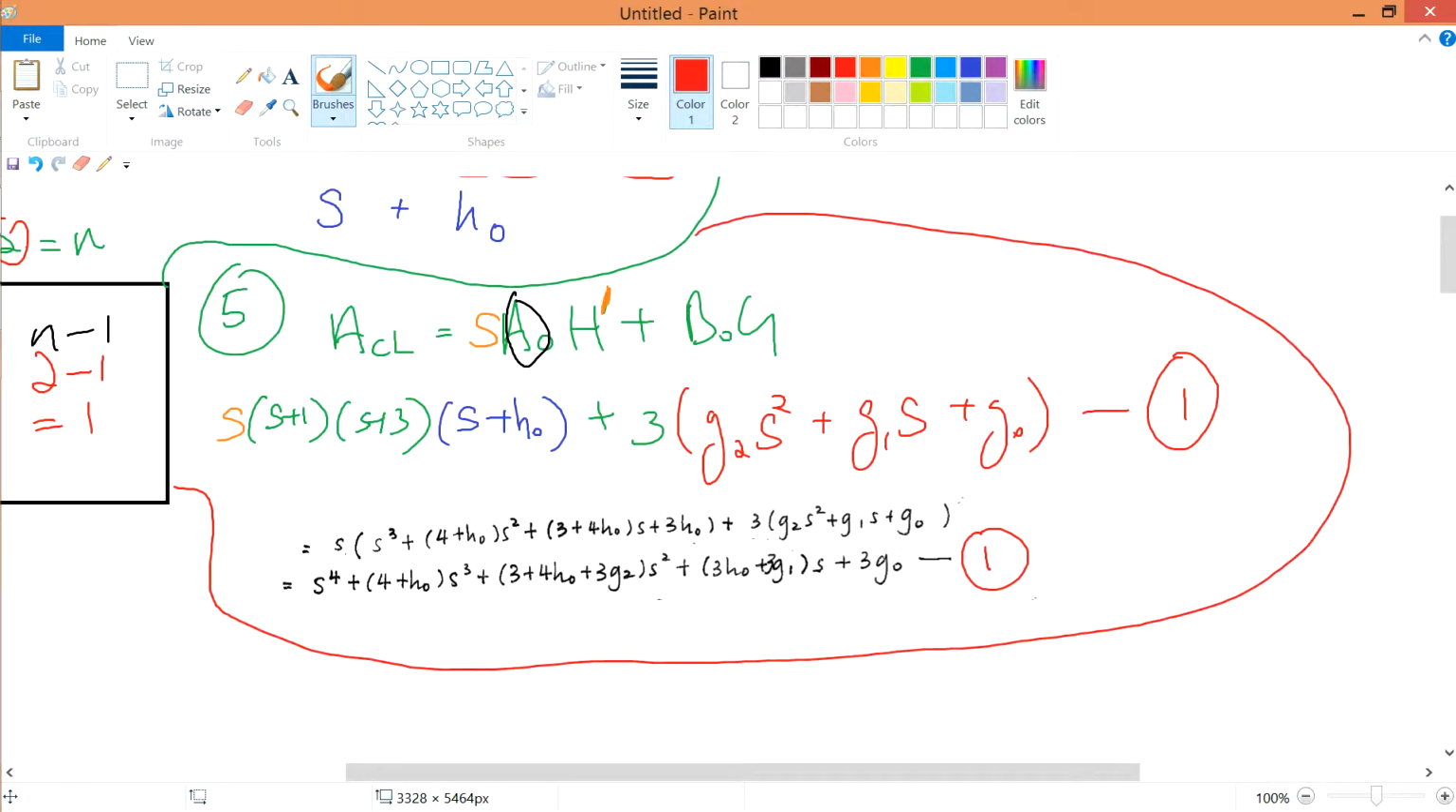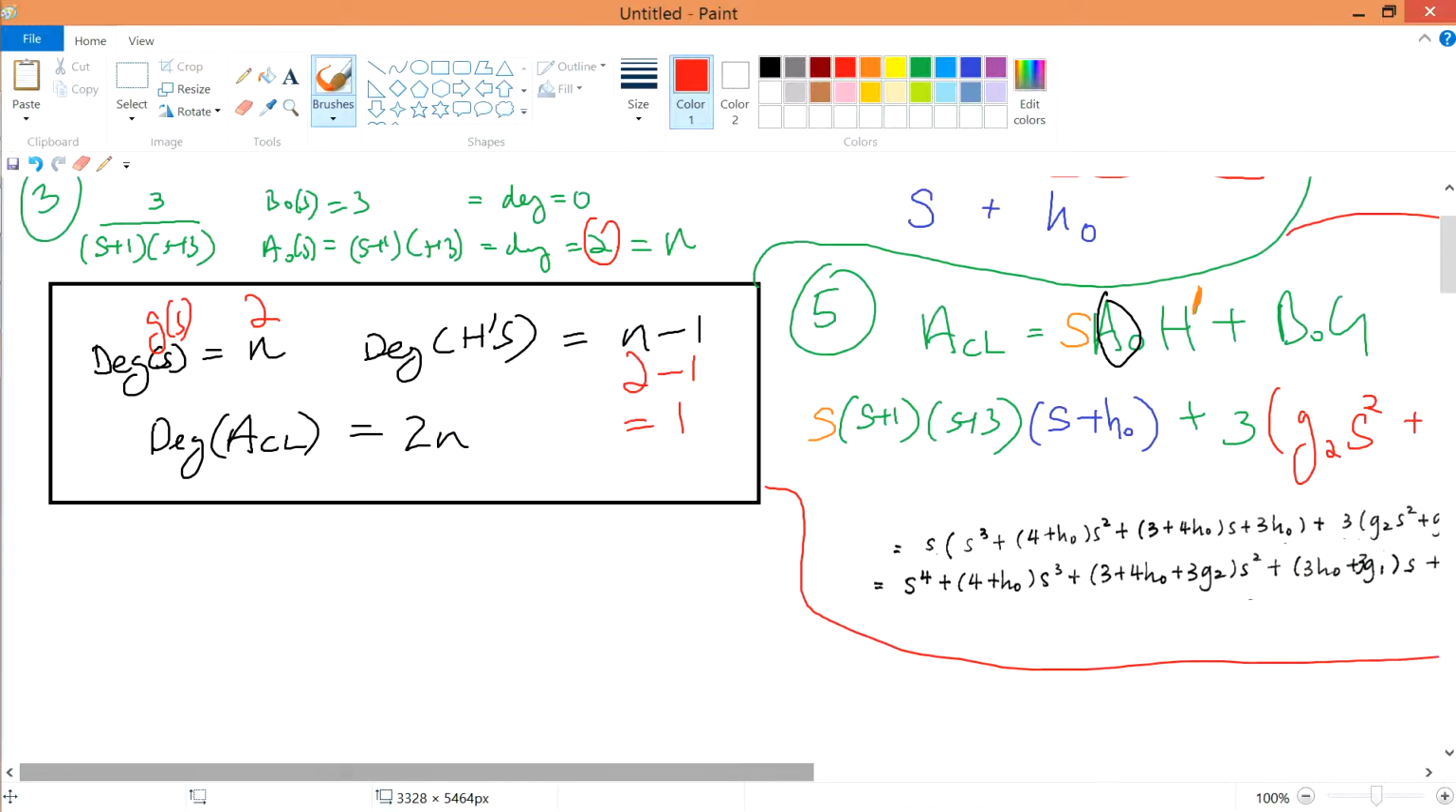So now I've got to set up another equation for my ACL. So it's step 6. We know that our ACL is equal to 4.